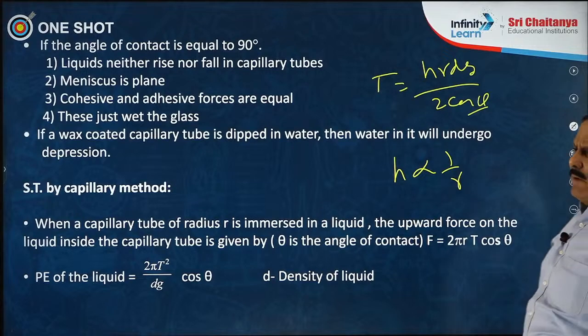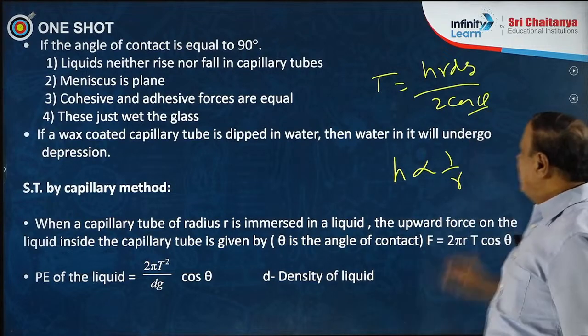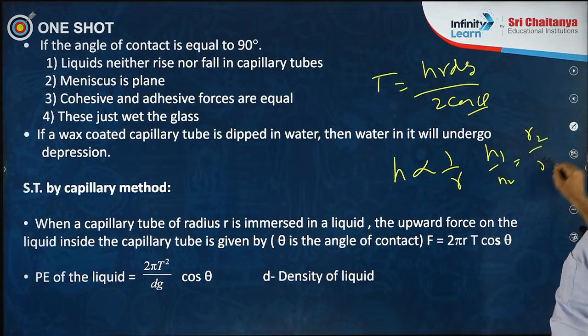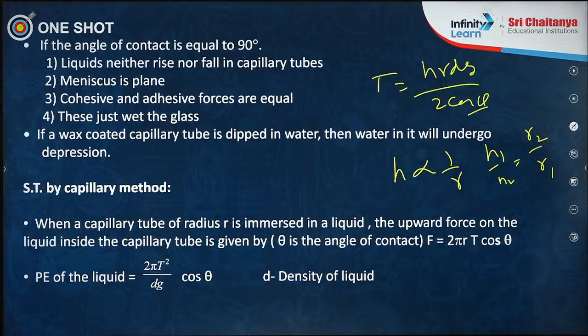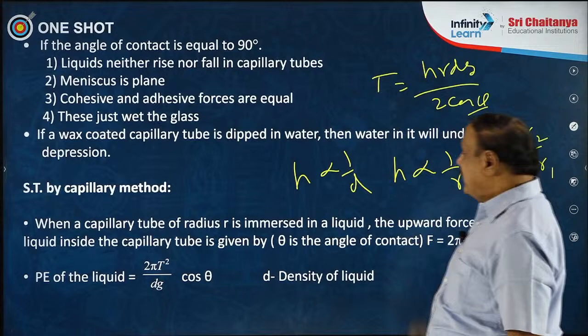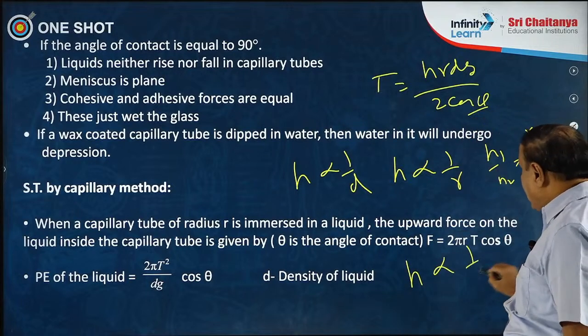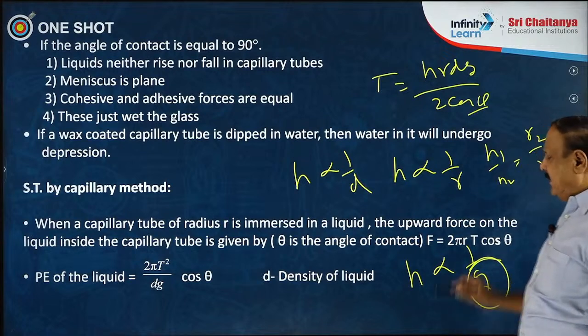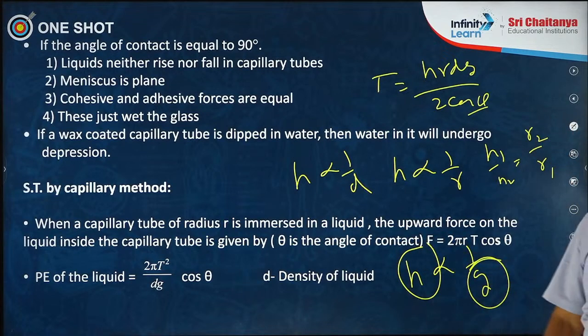Suppose you take two capillary tubes of different radii. You can write the formula h1 by h2 is equal to r2 by r1. Based on that, you can compare the different heights in the different capillary tubes. h is proportional to 1 by d, h is proportional to 1 by g. Wherever acceleration due to gravity changes, the height also changes in the capillary tube.